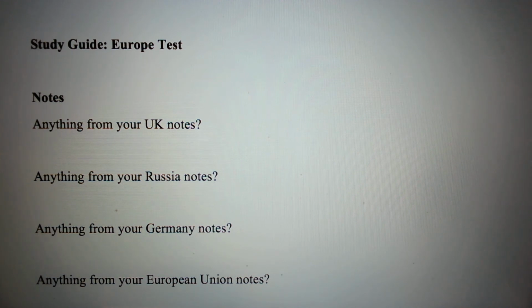So notes, that's our first section. Anything from your UK notes. Now, UK meaning United Kingdom. So I want you to think about this. These are the UK notes, and you'll also notice that those UK notes are linked in today's module. But those UK notes, that's when we learned about the United Kingdom. We learned about the fact that it has the 5th largest economy in the world. We learned about the fact that the United Kingdom is a constitutional monarchy, meaning that they have a king or queen, but that king or queen is just a figurehead.